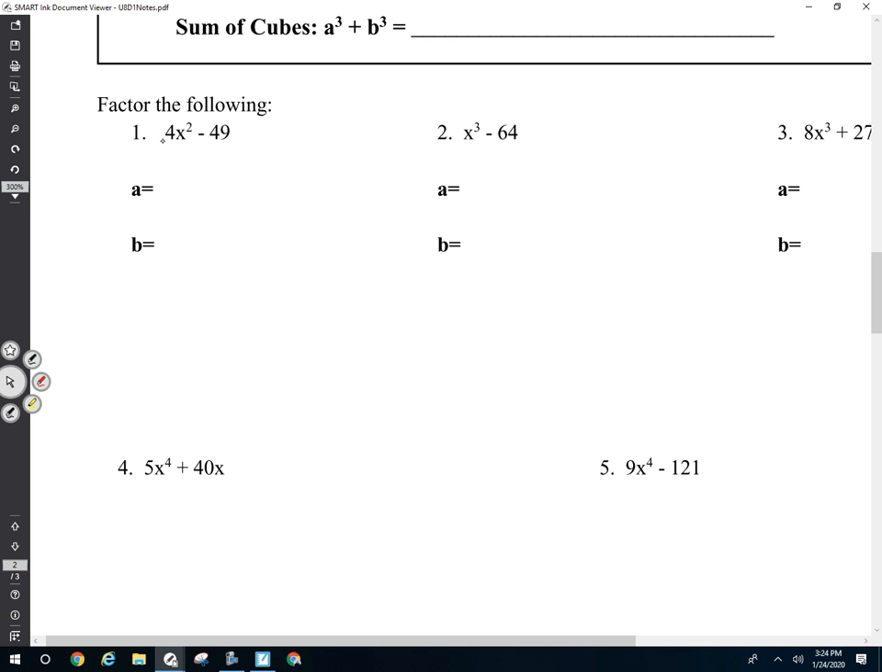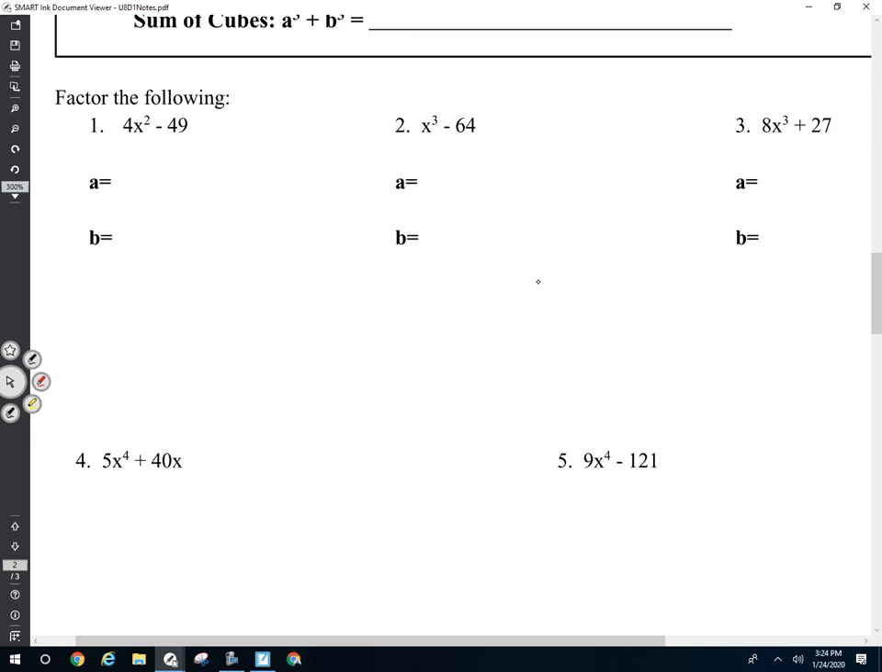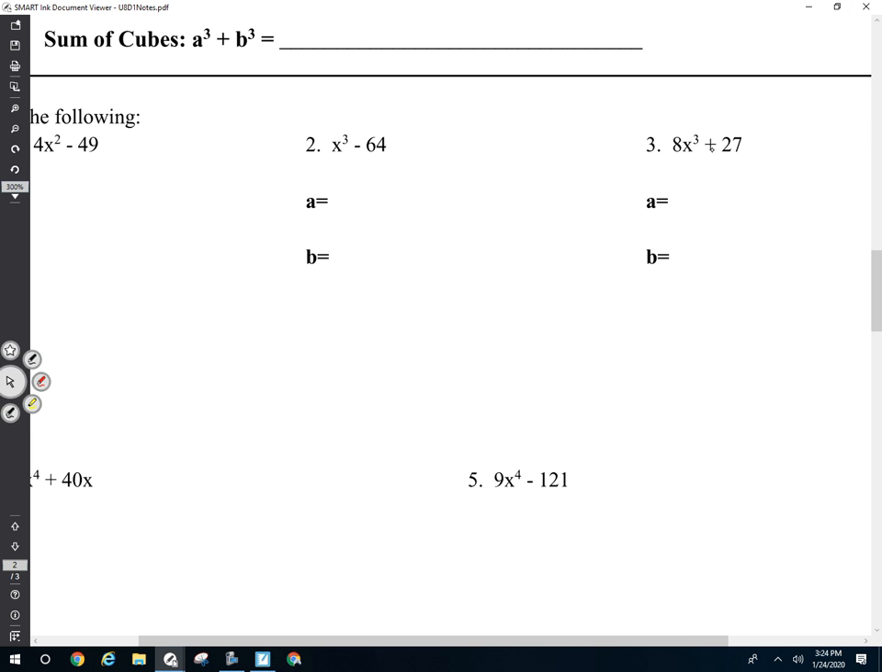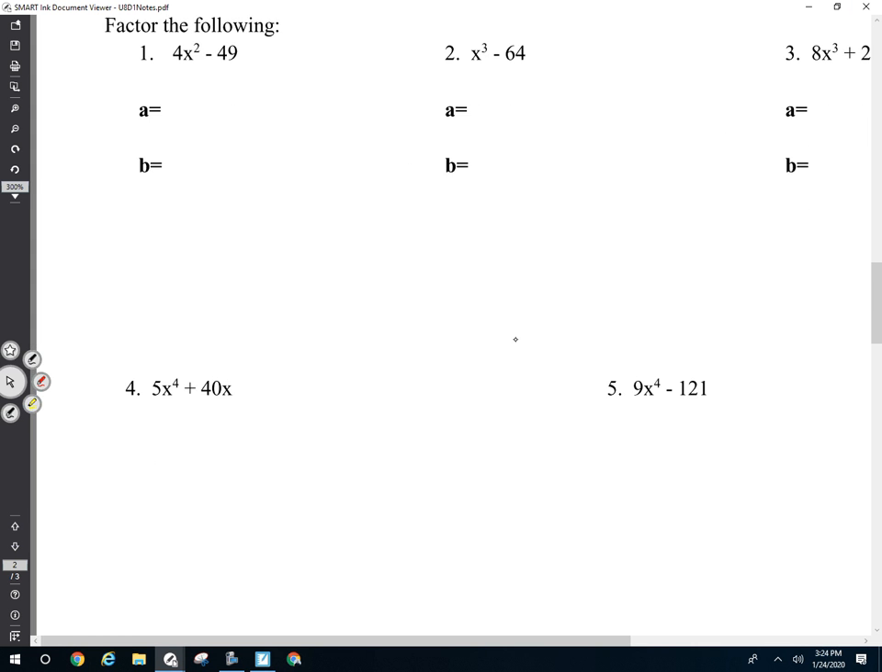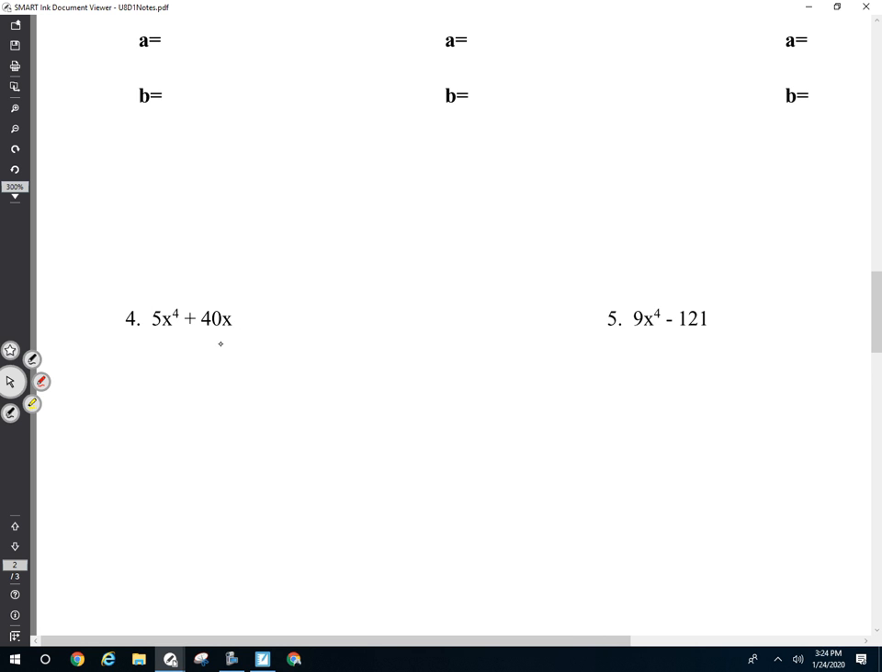We're going all the way through all of them because this is always going to be step number 1 no matter how we factor. So whenever you are factoring, first step is do this. And either yes you can or no you can't. 4x squared and 49. Can I do anything? The 49 divided by 4, if you have a calculator you can try. 49 does not divide evenly by 4. 49 is not even, so you can't divide it by 2. Skip it. Number 2, x cubed minus 64. Skip it. 8x cubed, 27. Nope. 5x to the 4th and 40. Yes.